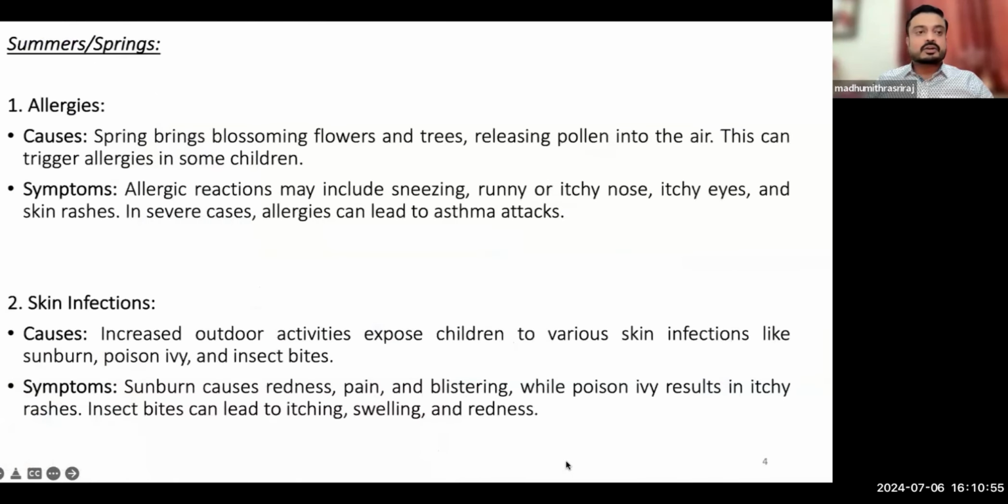So, going forward, there are certain conditions which specifically flare up during certain seasons. Say, during monsoons, we see so many respiratory diseases, so many diarrheas, so many viral infections happening. As well, in summers, we see so much heat stroke, dehydration, typhoid, and a few allergies also flare up during summers.